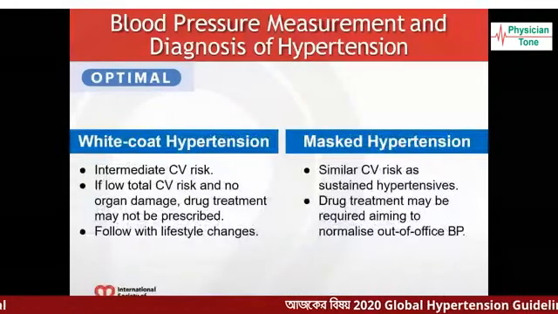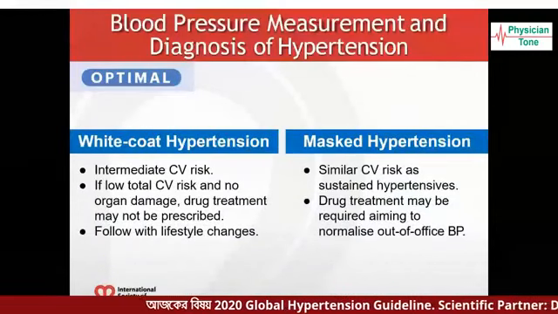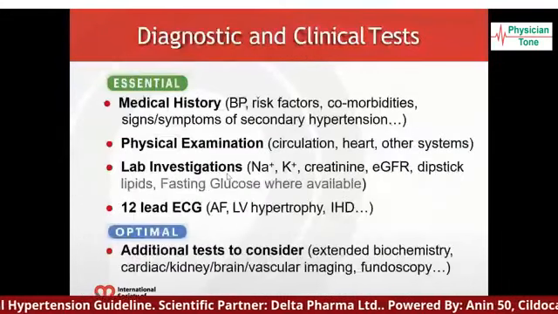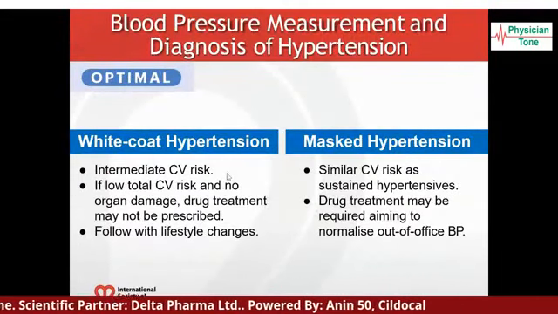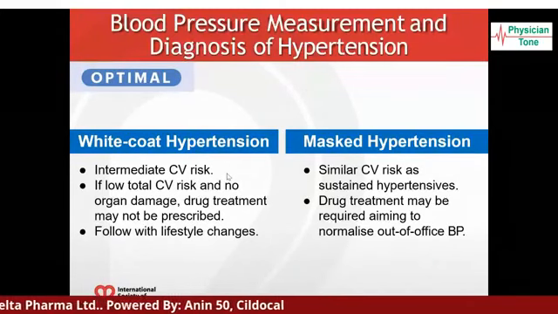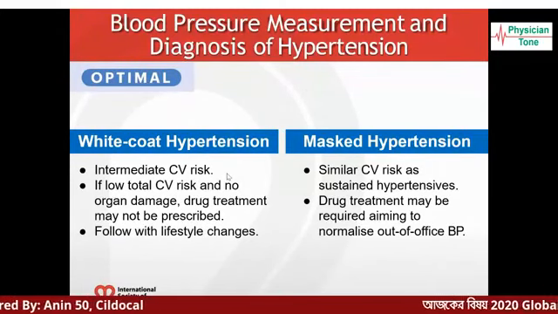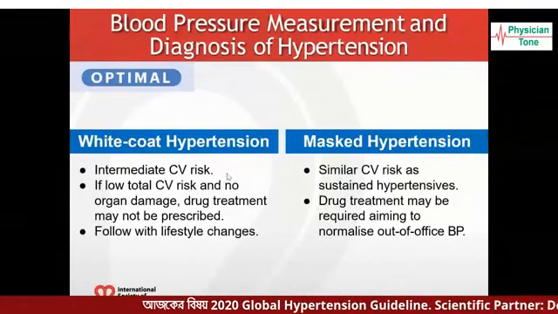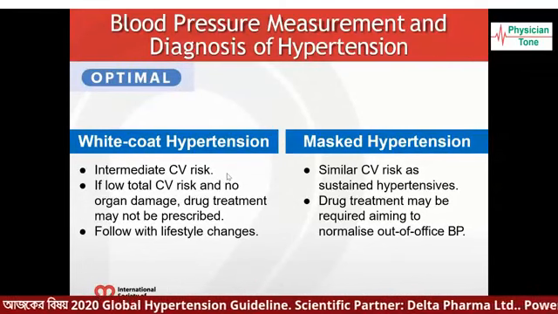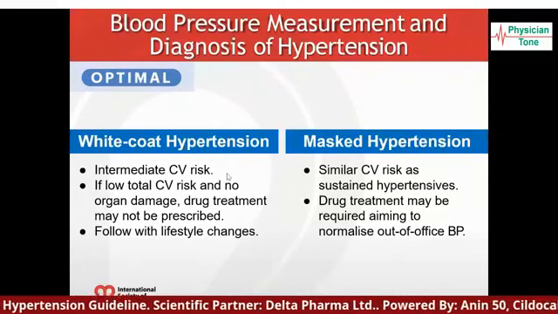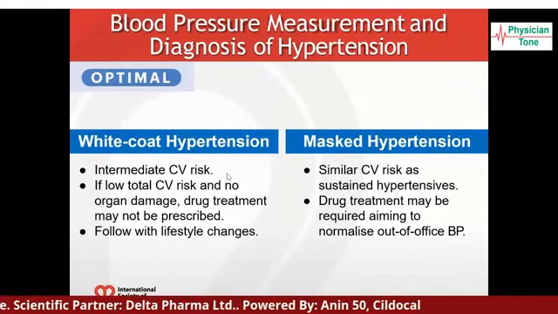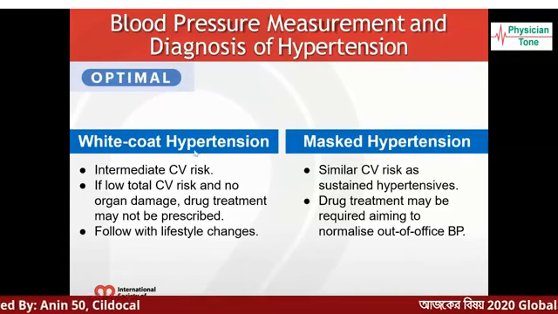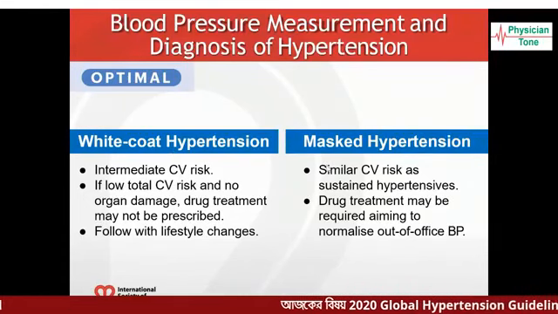There are 2 other terms, white coat hypertension and masked hypertension. White coat hypertension means when the patient's office blood pressure is increased, but home blood pressure or 24-hour ambulatory blood pressure is normal, then it is called white coat hypertension. And masked hypertension is the reverse. When the patient's office blood pressure is normal, but home blood pressure or 24-hour ambulatory blood pressure monitoring is raised, that is called masked hypertension. White coat hypertension is less severe than masked hypertension. It has intermediate severity.